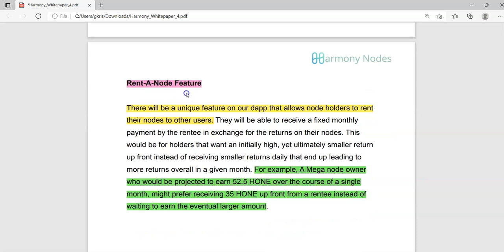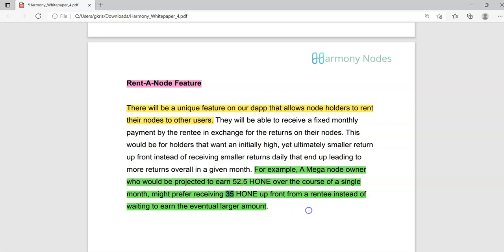Another good feature, something new, maybe there are other projects, but this is the first time I'm seeing you can rent a node. That's what I spoke to you about. How does this work? For example, you have a Mega node and you are projected to earn around 50 HON for the next month, but you can rent that at a cost of 35 HON. So what is the advantage? Instead of waiting for your return until the end of the month, you can get that 35 HON upfront, a month earlier.